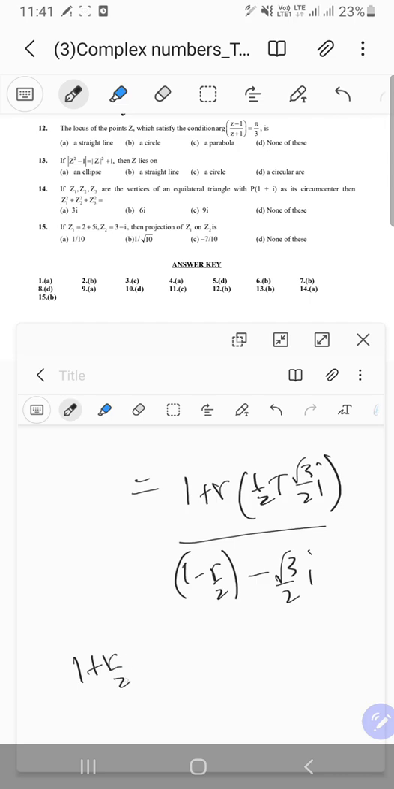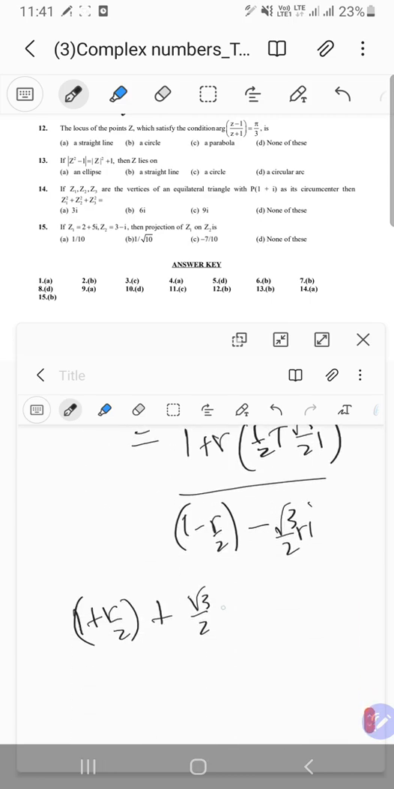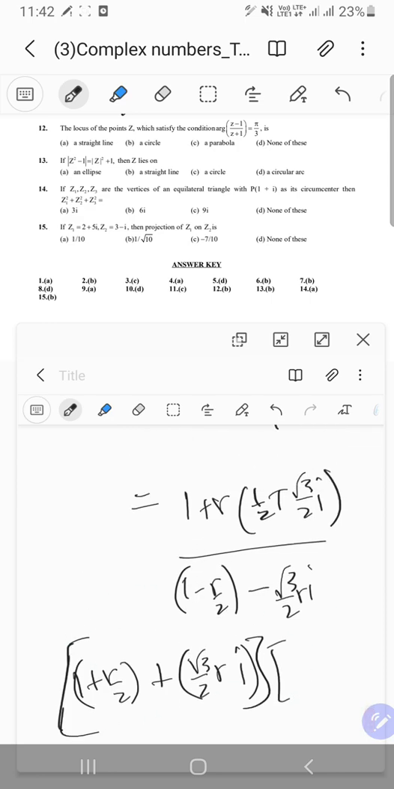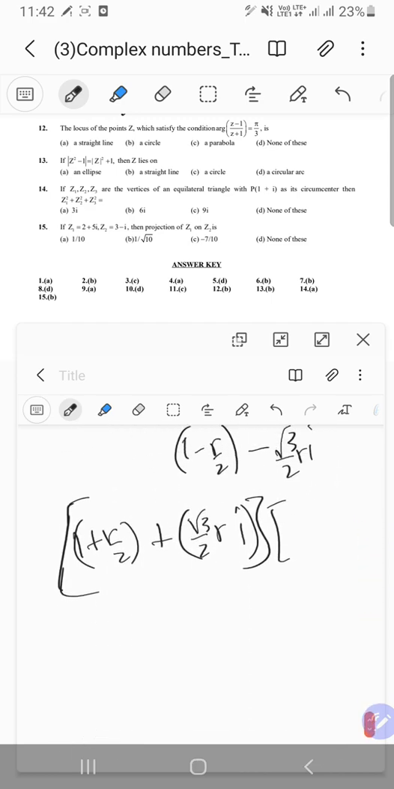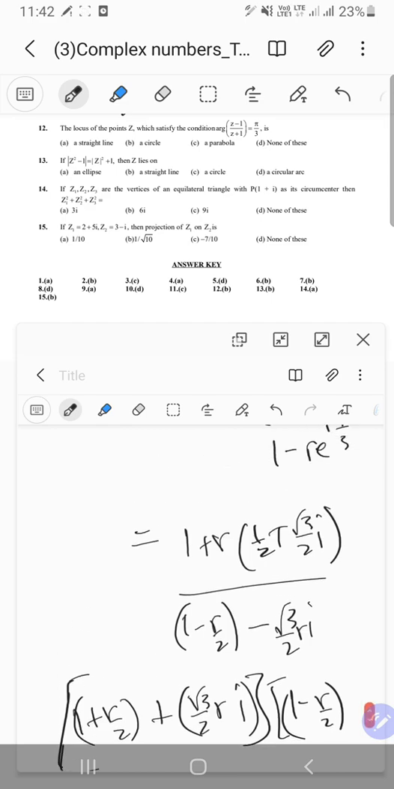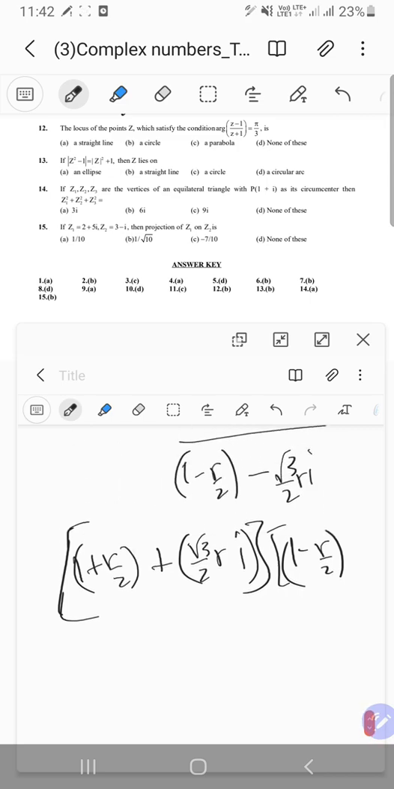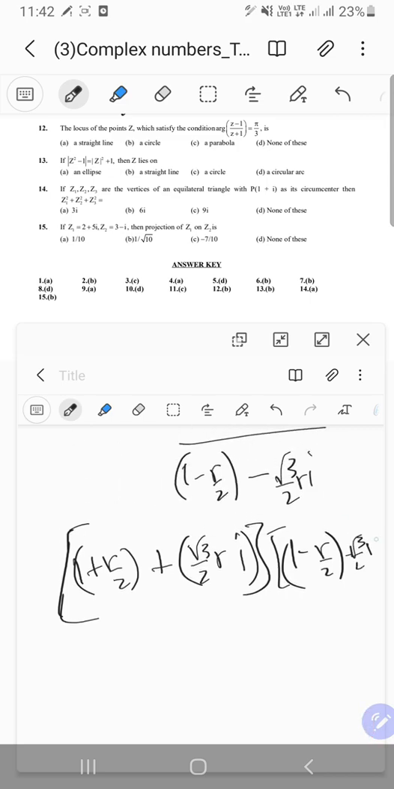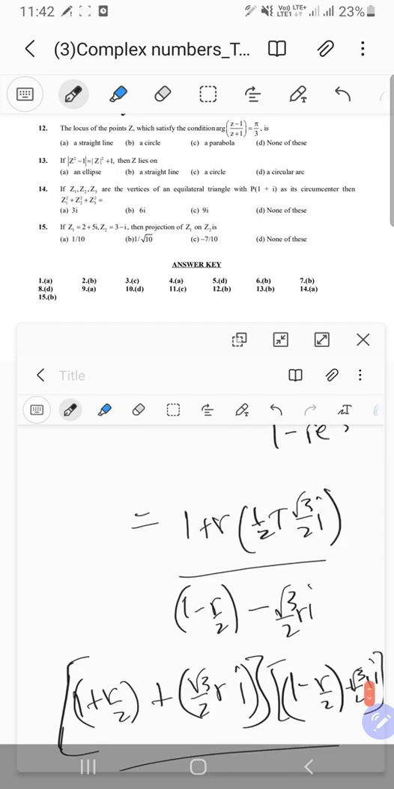Okay, so 1 plus r by 2 plus square root of 3 by 2 r, right? Yeah, iota, all of that times the conjugate of this guy, which I wish these conjugates were not like these were like, but no, that's not the case, so just got multiplied like that. So 1 minus r by 2. Isn't there some easy way to do this? Why is this so complicated? It's the square of this guy. Okay, this is not looking nice.